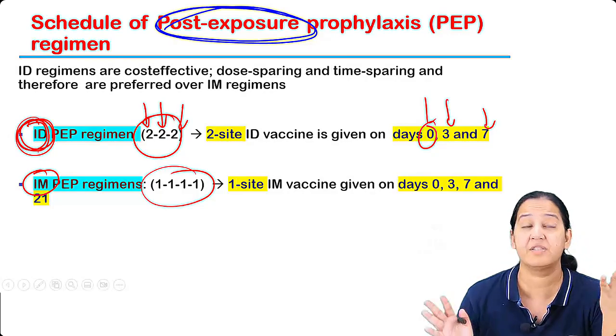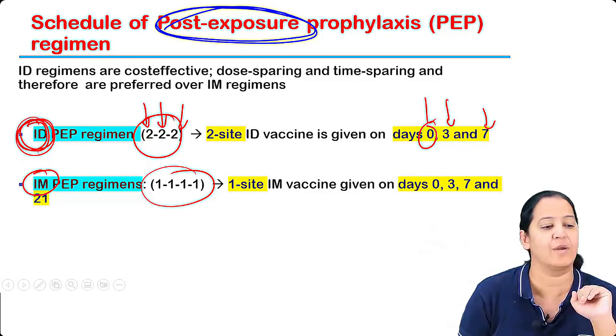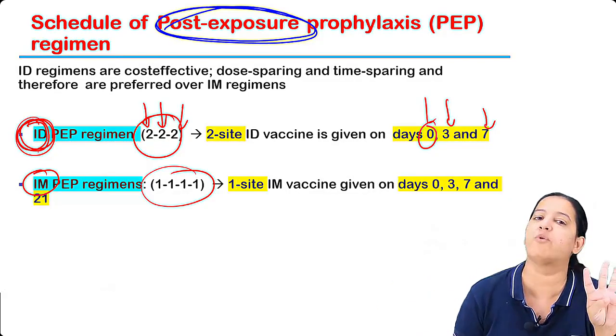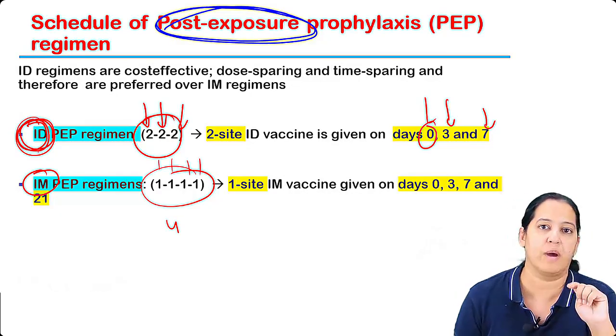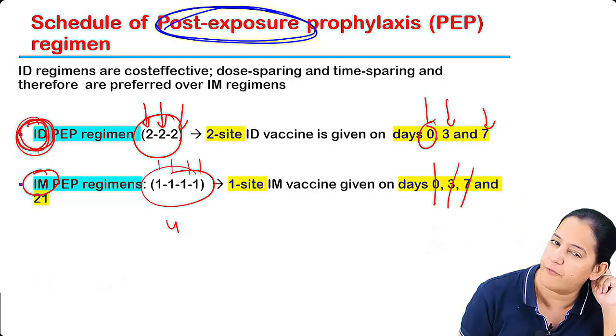The person is saying, ma'am, 6 injections is too much. Is there some protocol with fewer injections? So there is a second protocol, but I will give it intramuscular then. It is a deep intramuscular. I will give you only 4 vaccines, one at a time. 1, 1, 1, 1. So 4 visits are required. First on day 0, second on day 3, third on day 7, and fourth on day 21.